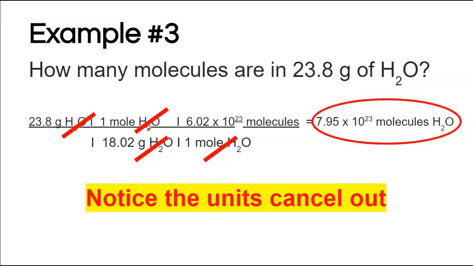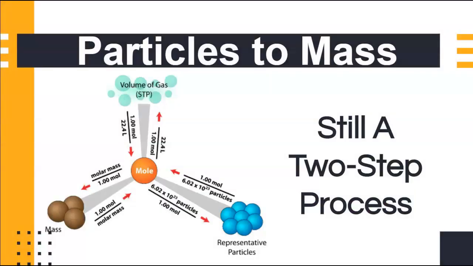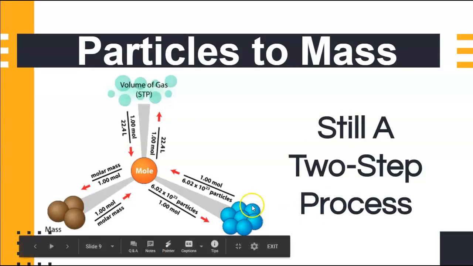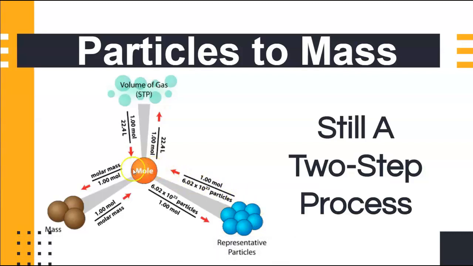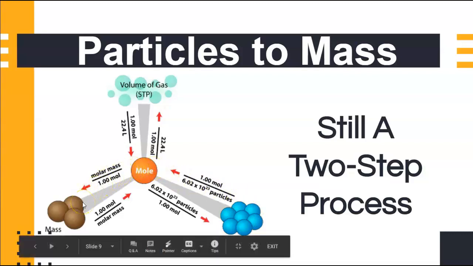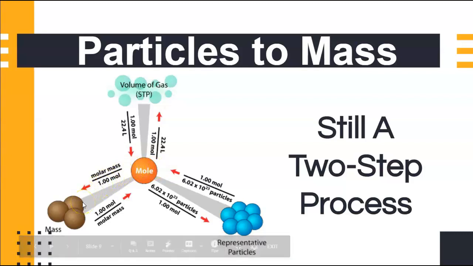Moving on to the next set of examples. Particles to mass, still a two-step process, but now I'm going to start with my particles. Then I convert to the mole, and then I'm going to convert to grams. The concept is the same, but it's structured just a little differently.